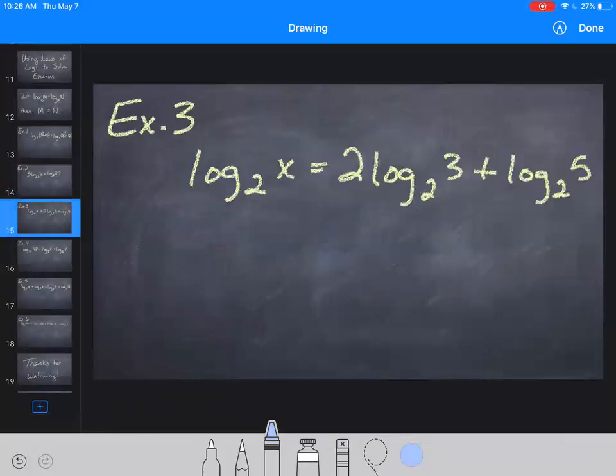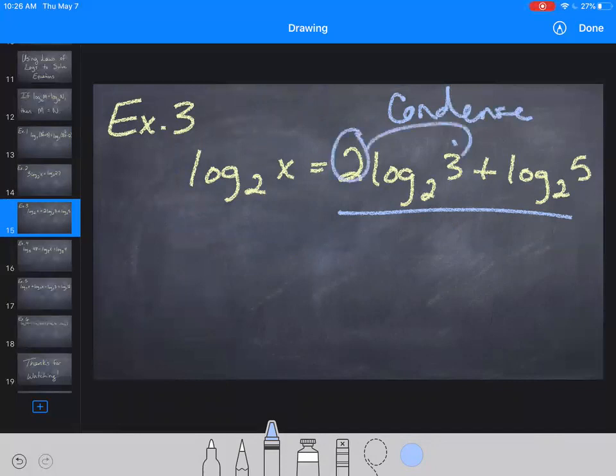On example 3, I have log base 2 of x is equal to 2 log base 2 of 3 plus log base 2 of 5. Now on this one, I have to condense the right side. In order to condense it, I'm going to move this 2 back on the 3 as an exponent. So I have log base 2 of x is equal to log base 2 of 3 squared plus log base 2 of 5.